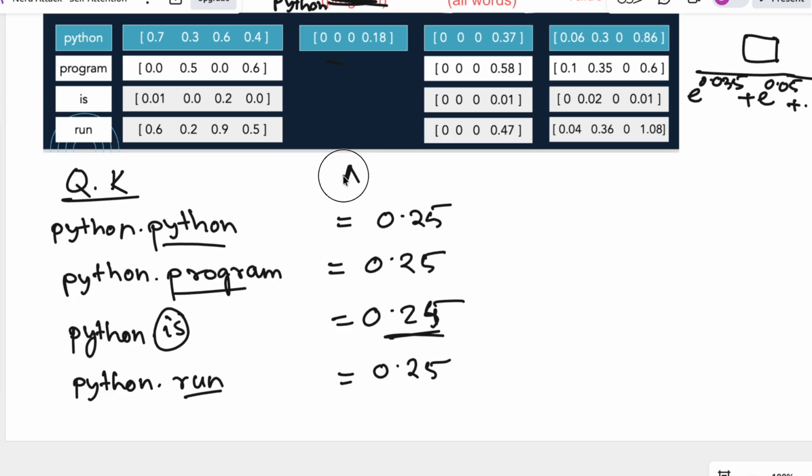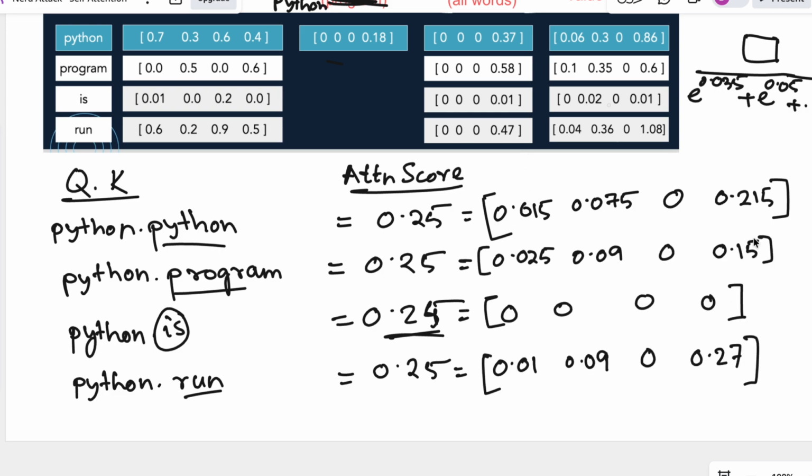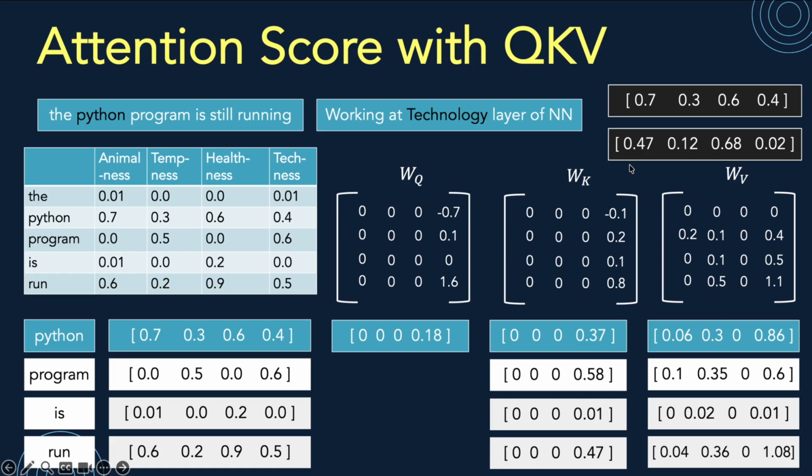All right, this is the attention score. And let's find out the context vector. And for that, we'll have to do a scalar multiplication of the attention score with the value vectors. And this is the output, right? So similarly, we'll have to find out the scalar multiplication of each one of them. And these are the values. Now to find out the context vector of the word Python in the technology layer, we'll have to add all of them. So this is the context vector of the word Python in the technology layer. But in the animal layer, this is the one.